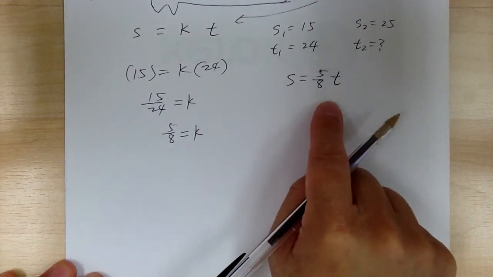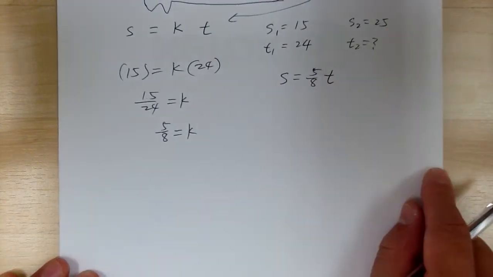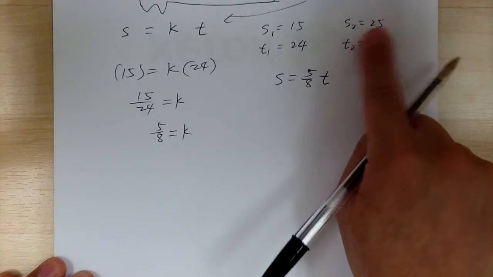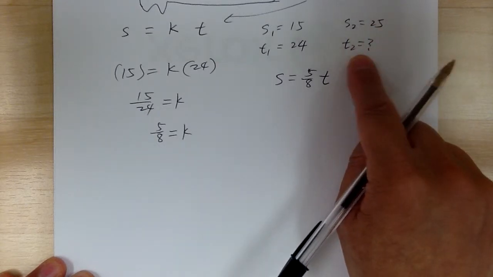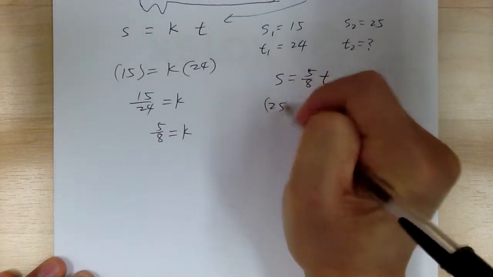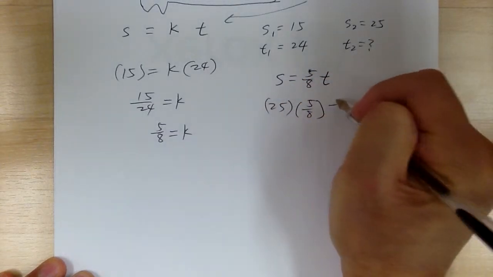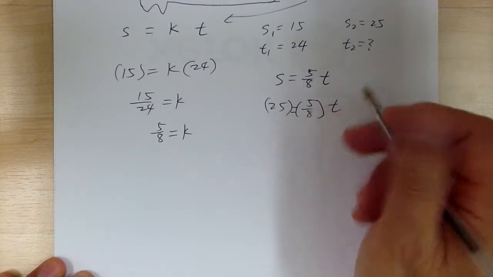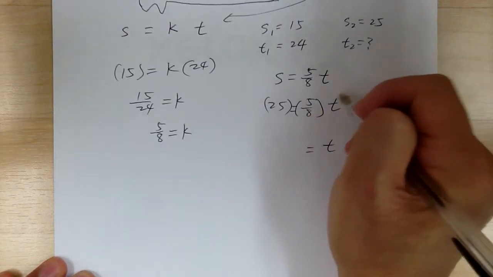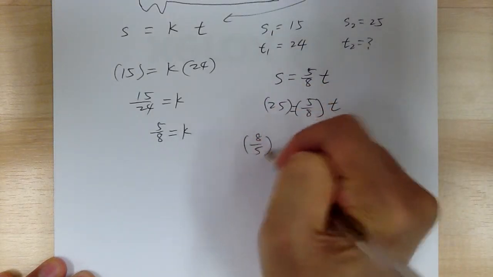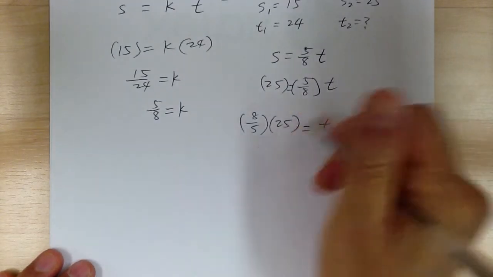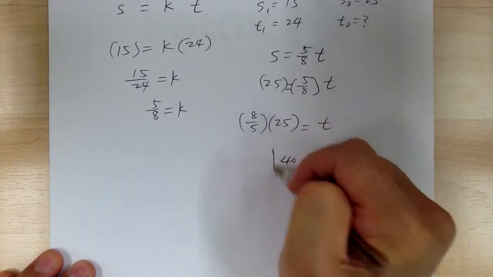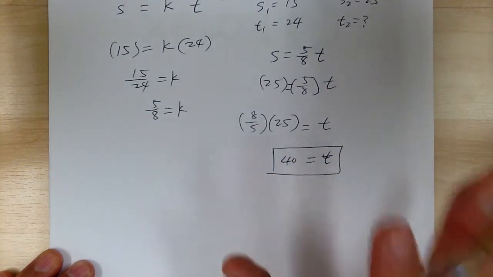Now once I find my equation, I can use it to solve any other situation. So now it says when S2, or S, equals 25, what would T equal? Then you just substitute. To solve this, you multiply by the reciprocal. So T will equal 25 multiplied by 8 over 5. Then you can work it out. T equals 40, and that's your answer. Every problem is the same way.